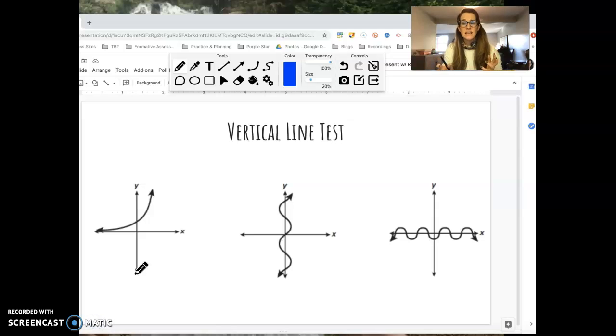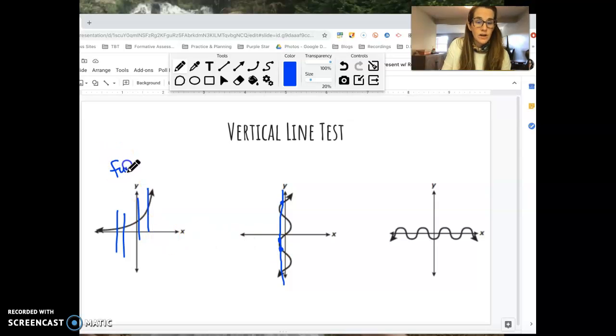All right, and the last thing I want to talk to you guys about today is the vertical line test. We already talked about it a little bit. Basically, if at any point you can draw a vertical line and it touches your graph more than once, then you know that your graph is not a function. So here we do have a function on the left and we do have a function on the right, but this middle one is not a function because it fails that vertical line test.